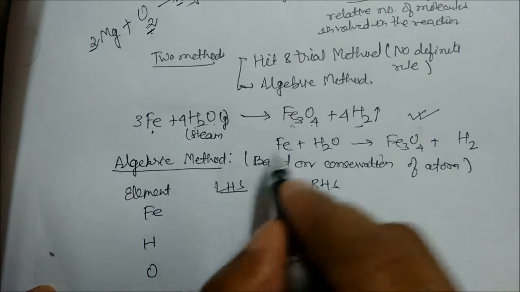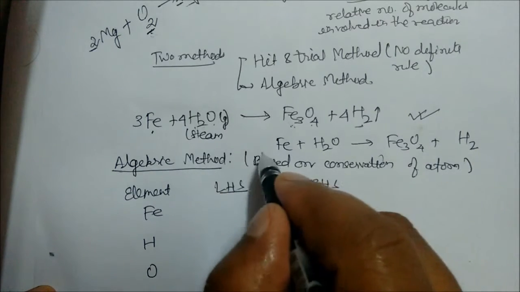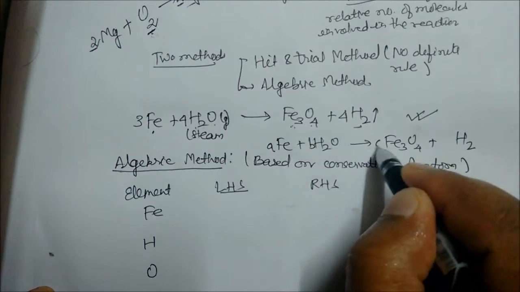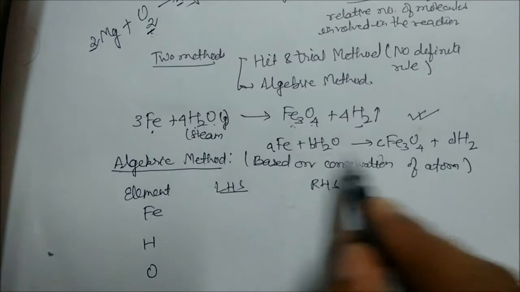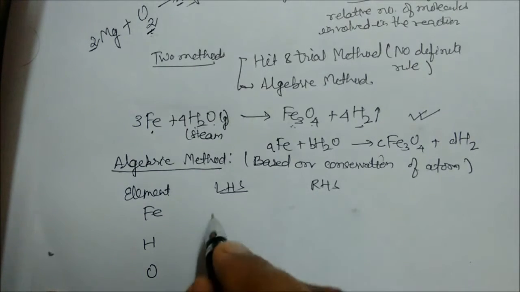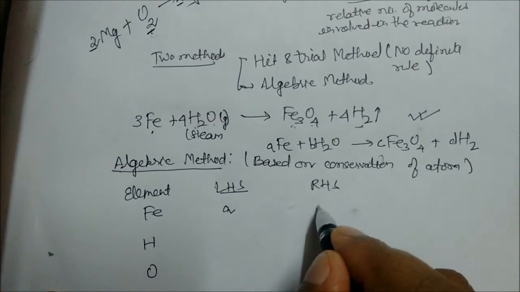So instead of the coefficients in this equation, we put in unknowns A, B, C and D. A, B, C and D are the unknown coefficients. Okay, so on the left hand side, how much iron is there? A. Here how much is there?